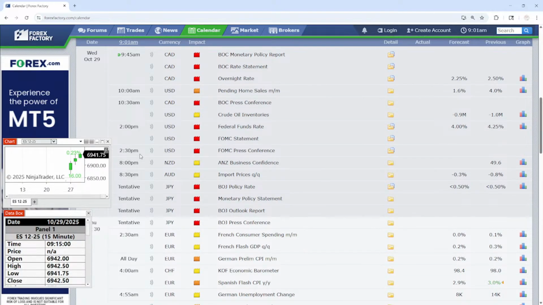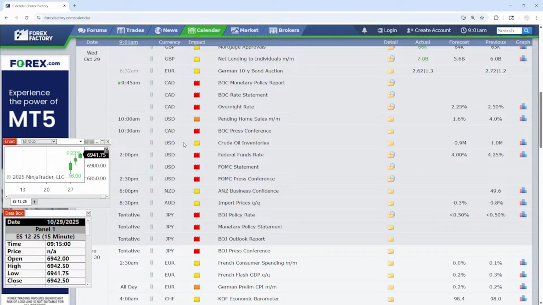Other than that, this is what we have. The major news comes out around 2 to 2:30, the second half of the day. First half of the day, we just got crude oil inventories. I may just have to check out the crude oil inventory and trade something there. All right, so let's see what happens.